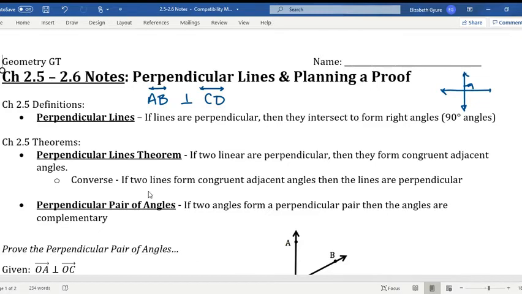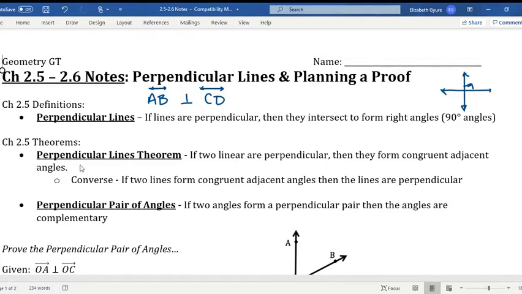A couple other things about perpendicular lines. If one of these angles is a right angle, what else do we know? Ella? They're all right angles, right? The reason that happens is because isn't each one of these a little linear pair? So if one's 90, the other one next to it's 90. Also, your vertical angles are going to be congruent, right? So those are both 90, etc.